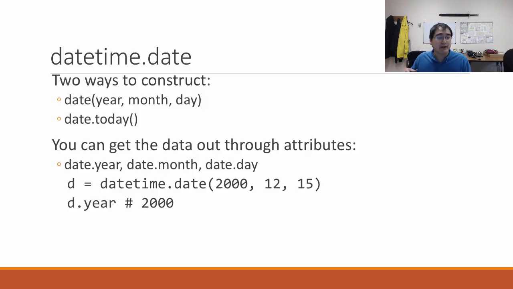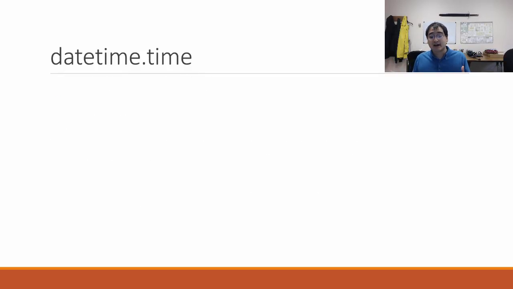So for example, if I wanted to specify a couple weeks before Christmas of the year 2000, I could make a datetime.date object, and here I'm just saving it as D. And if I wanted to get out the year from D, I'd say D.year. That's how date works. How does time work?